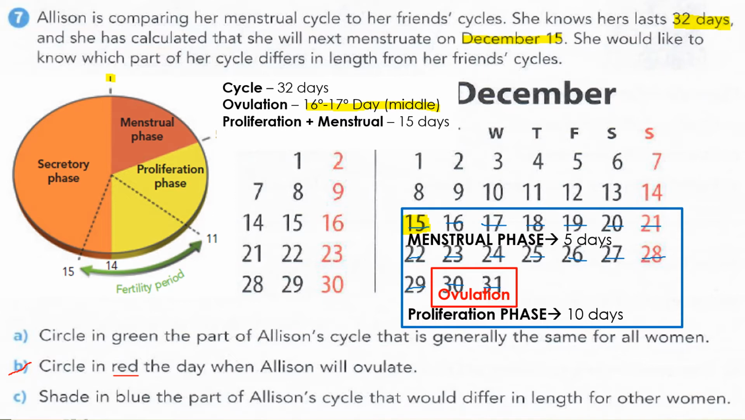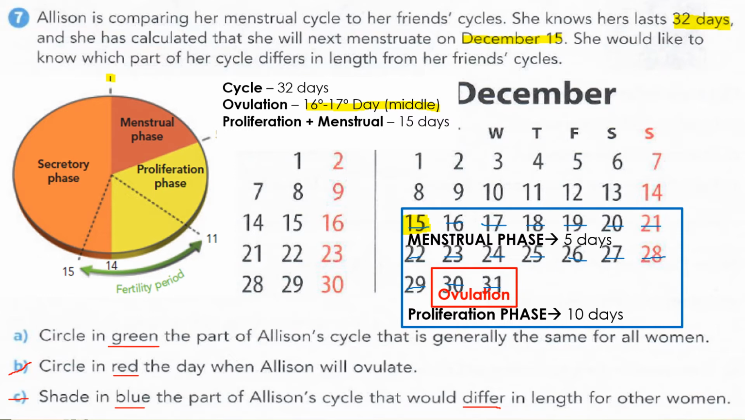Because I don't have the calendar for January here, I'm going to count the secretory phase just before the menstrual phase, but it's the same, okay? So shade in blue the part of Allison's cycle that will differ. What differs usually is the menstrual and the proliferation phase. So it's in blue. And now circle in green the part of Allison's cycle that's generally the same.